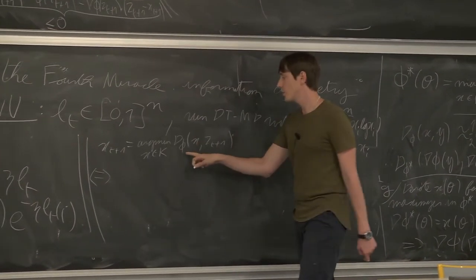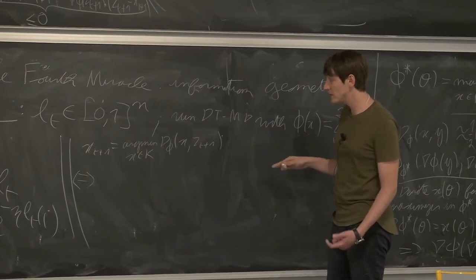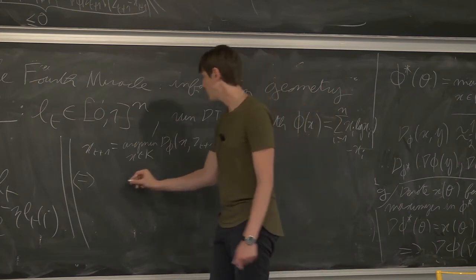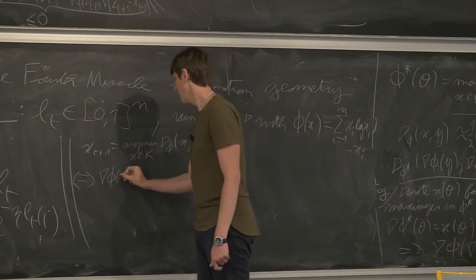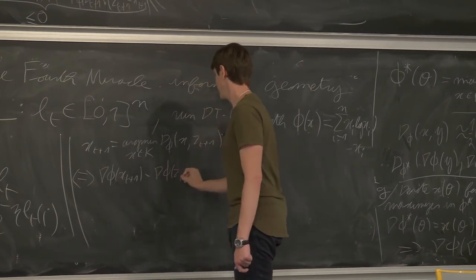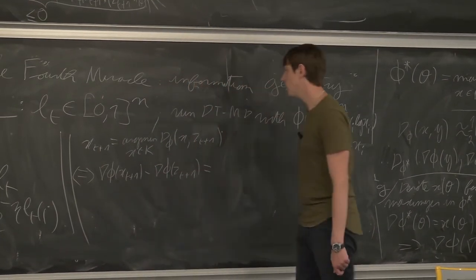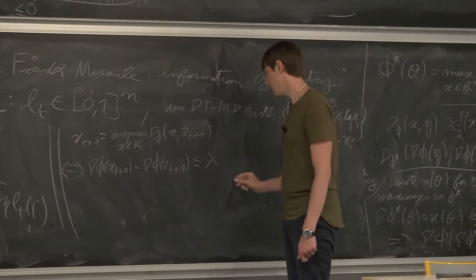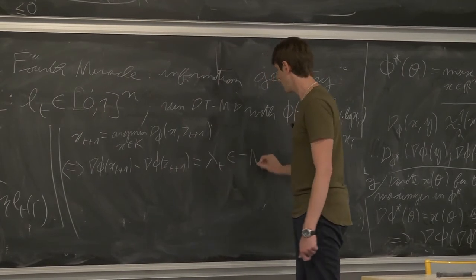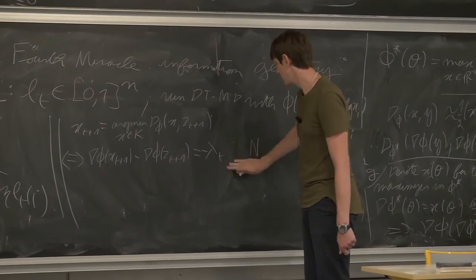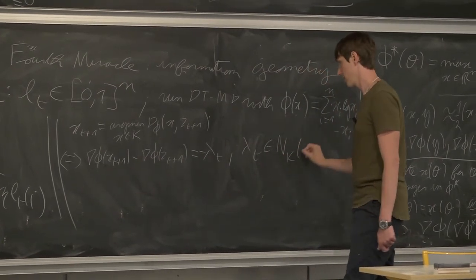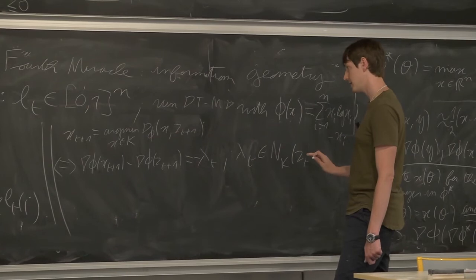I know again that the gradient of this thing is in the normal cone. So this is equivalent to saying that grad phi of x_{t+1} minus grad phi of z_{t+1} is in fact equal to a term minus lambda_t, where lambda_t is in the normal cone at x_{t+1}.